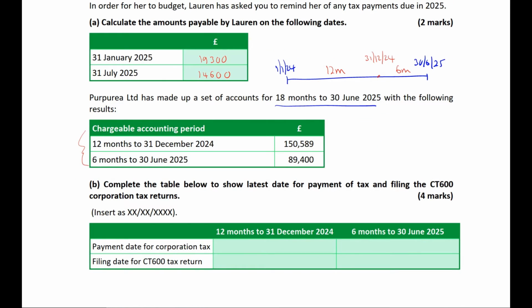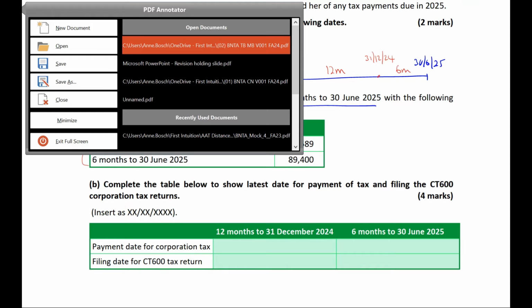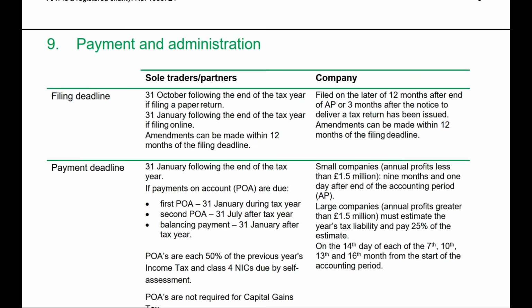I've got to complete the table to show the latest date for the payment of tax and the filing of the tax return. Should we do the filing of the tax return first? And for this, I would definitely rely on the reference material. So I'm just going to open that up, because it talks about filing deadlines right here at the top, which is why I'm doing that one first. I'm looking at companies.